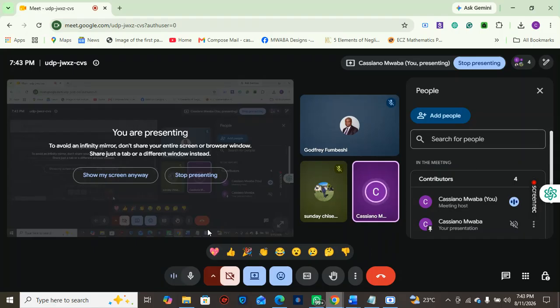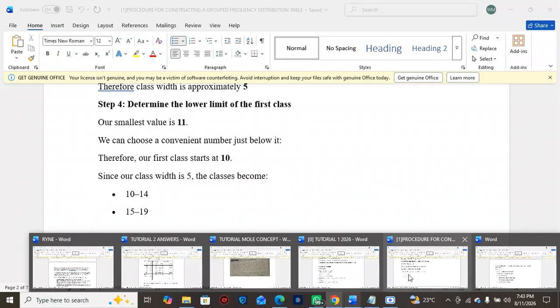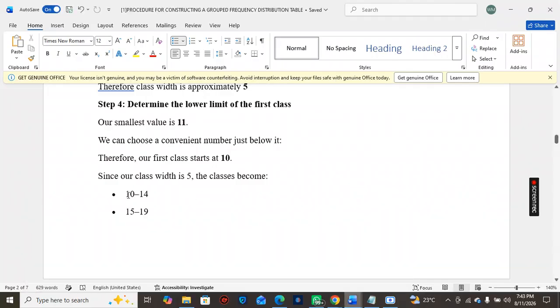Since our class width is 5, our lower limit is 10. So you say 10, 11, 12, 13, 14. That's 5. Since our class width is 5, we say 10 to 14, then 15 to 19.